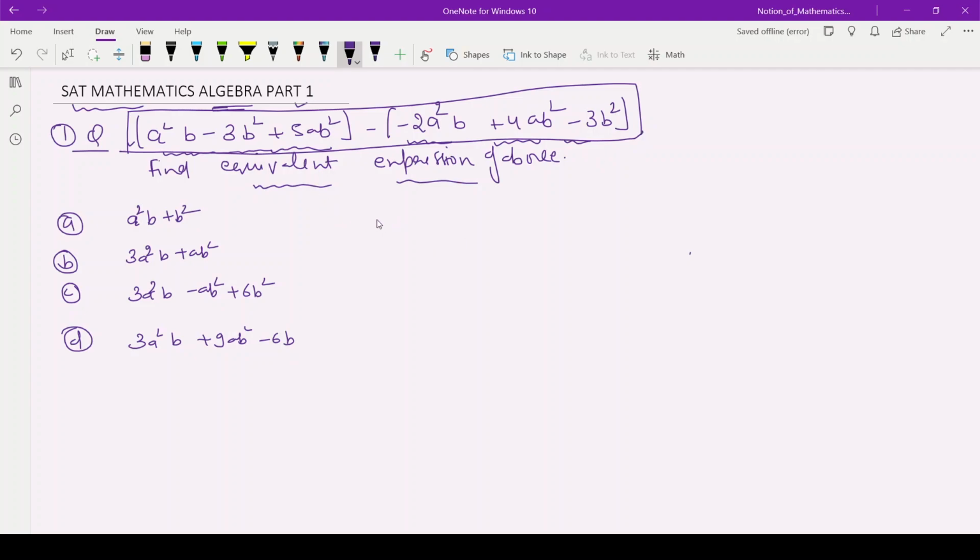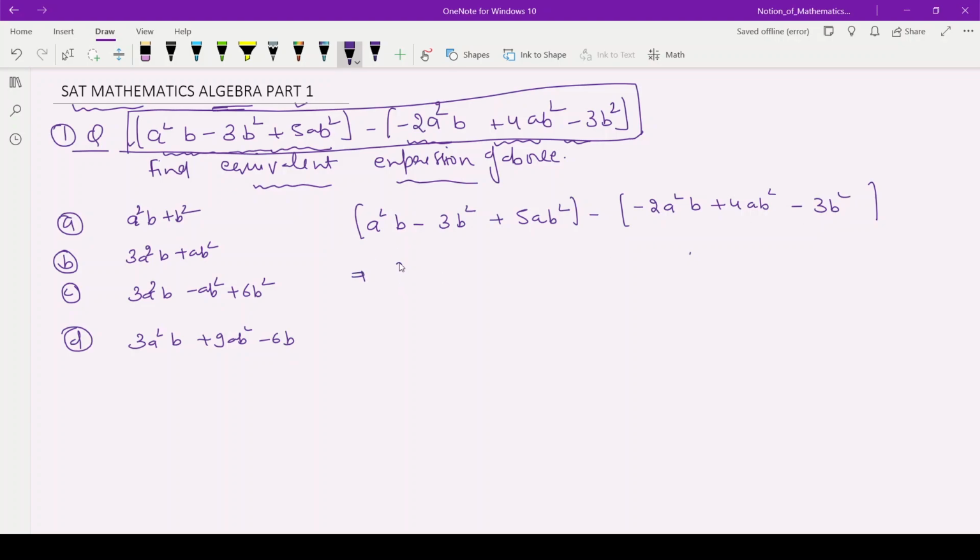So what is the expression? I'm going to write it here again: a square b minus 3b square plus 5ab square minus of minus 2a square b plus 4ab square minus 3b square.